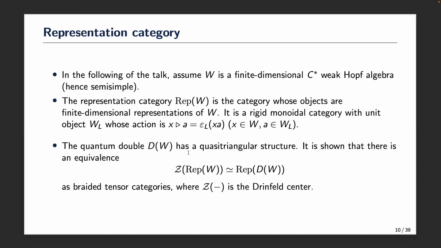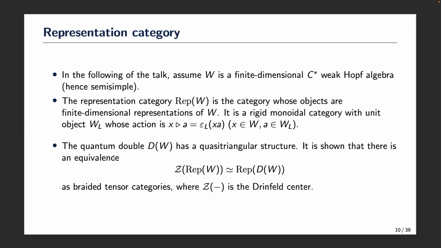The quantum double DW has a quasi-triangular structure. So the representation category of this DW has a braided structure. And it can be shown that there is an equivalence between the generalized center of Rep W and Rep of DW as braided tensor categories. Well, this proof mimics the proof in the Hopf algebra case.